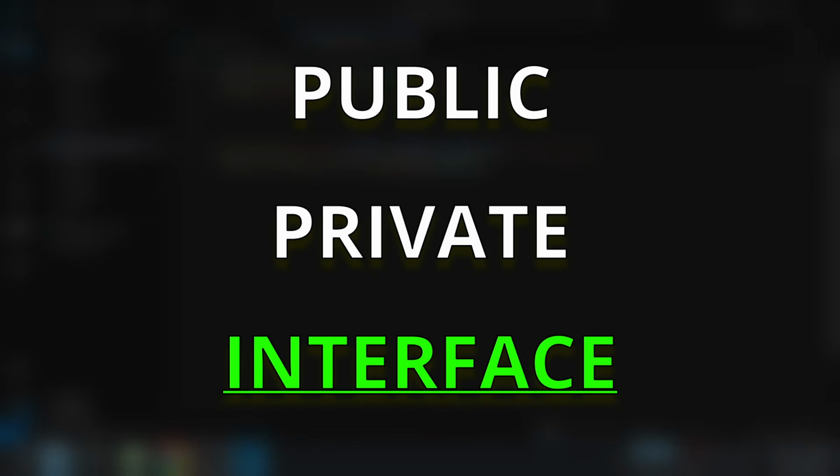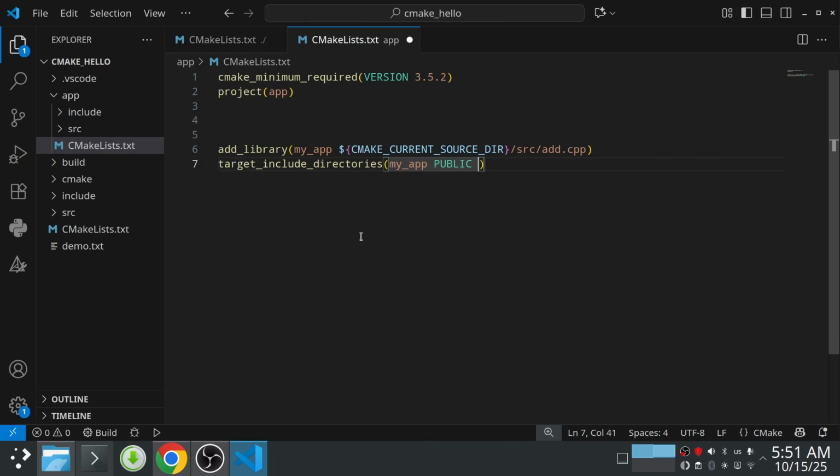And finally, if I use interface, the static library itself doesn't use the include path when being built, but any target that links against it will use this include path. This is often used when your library doesn't have its own source code, but provides a header interface for others. For example, a header-only library or a wrapper around an external header. And finally, I add my include path.